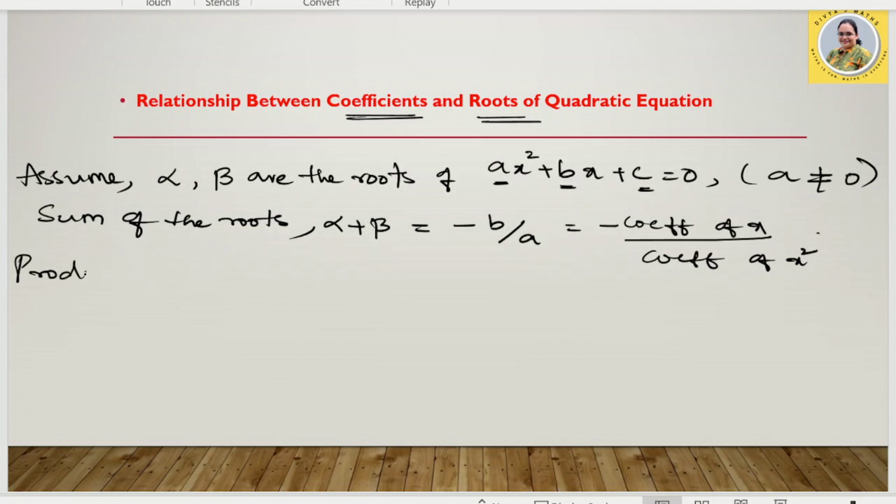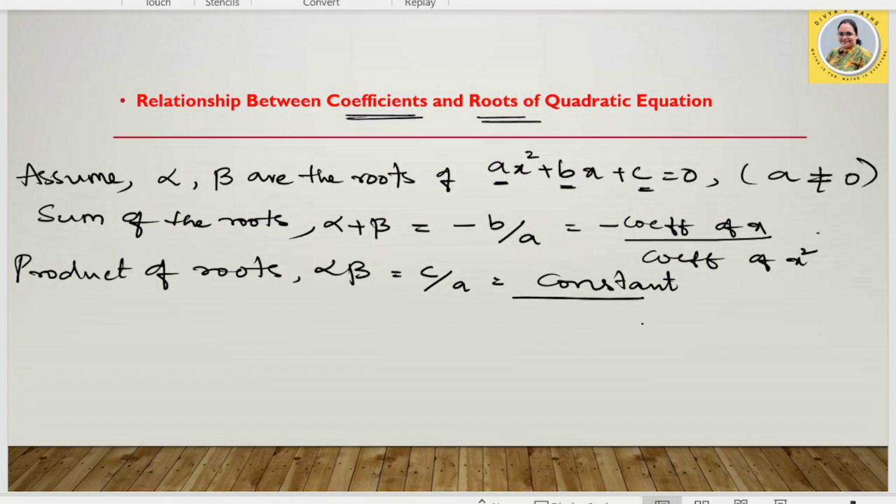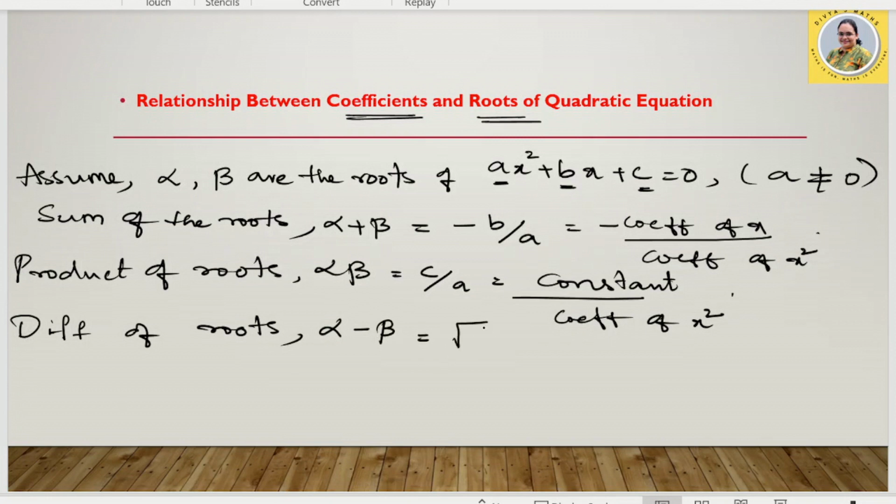Let us see the product of roots. Product of roots, alpha beta, will be c by a. C is the constant term, and a is the coefficient of x square. Okay, and here we also have the difference of roots. Okay, difference of roots, that is alpha minus beta. Alpha minus beta is root of discriminant, which is root of b square minus 4ac, by a.